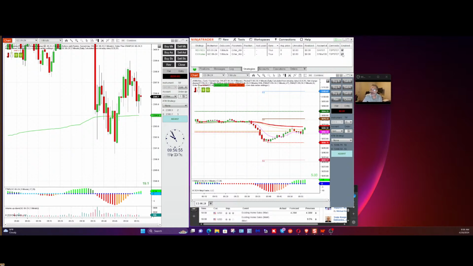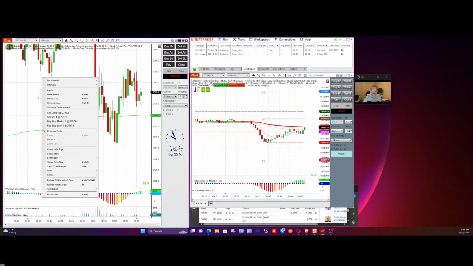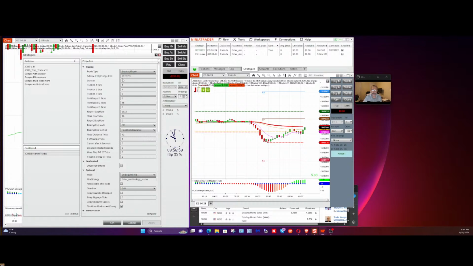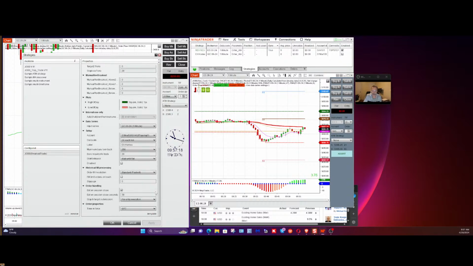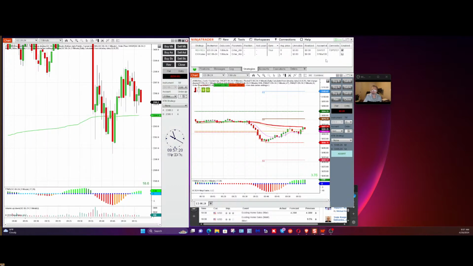One more time, the setup. 959.59 on the trigger. Bracket of 8. Targets of 6 and 15 with a stop of 10. It's a little bit small on the stop. After target 1, the stop move is break even minus 2. And we're trading it in our Top Step account.